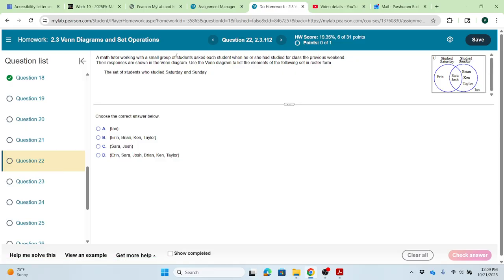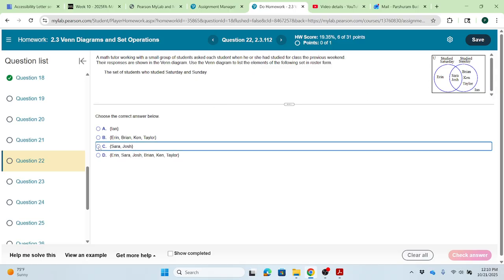Look at the Venn diagram. A math tutor working with a small group of students asks each student when he or she had studied for class the previous weekend. Their responses are shown in the Venn diagram: studied Saturday, studied Sunday. Sarah and Josh studied both. So the set of students who studied Saturday and Sunday is Sarah and Josh.